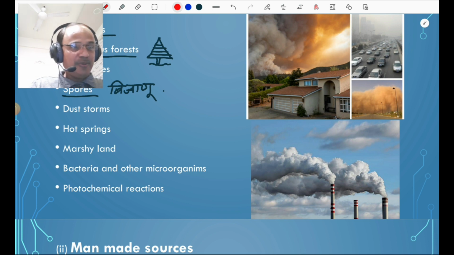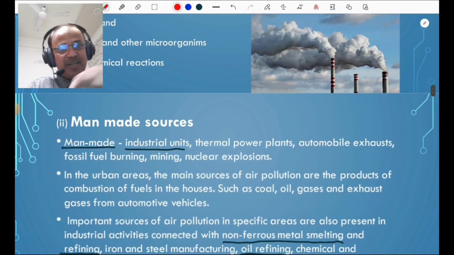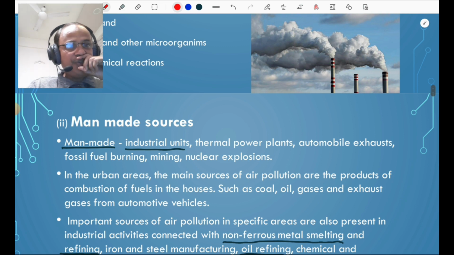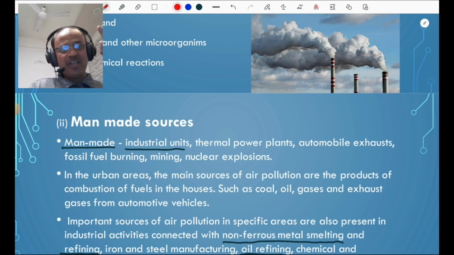But in these photographs there are also man-made sources such as the chimneys of the industries. Man-made sources: industrial units, thermal power plants, automobile exhausts, fossil fuel burning, mining and nuclear explosions. In the urban areas, the main sources of air pollution are the products of combustion of fuels in the houses such as coal, oil, gases, and exhaust gases from automobile vehicles.